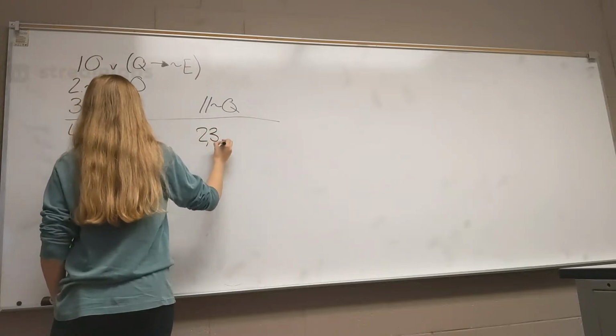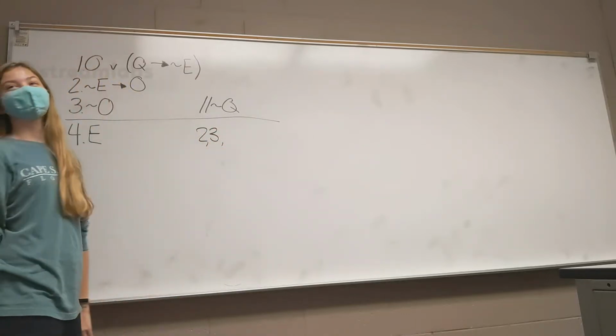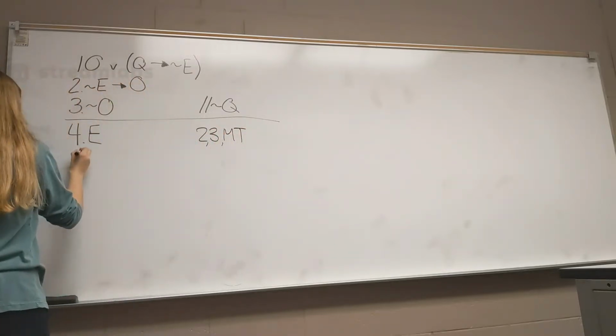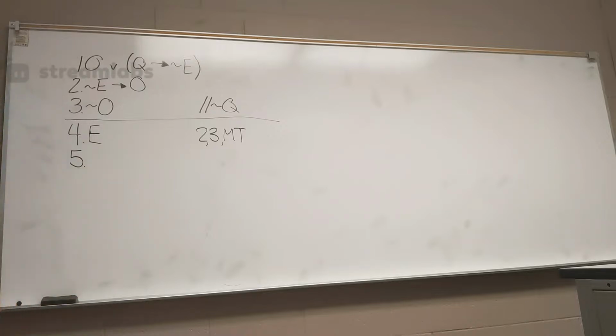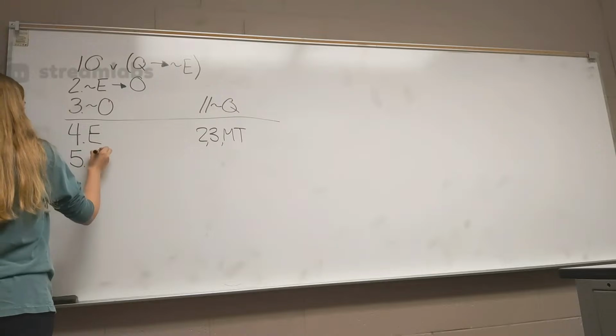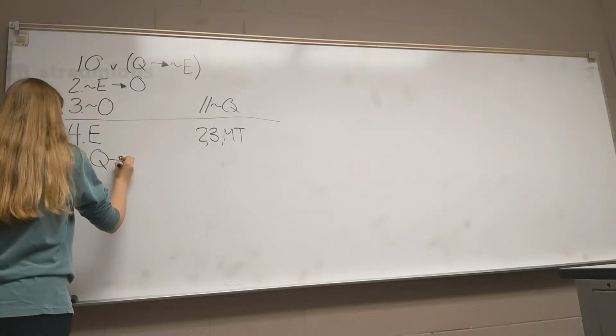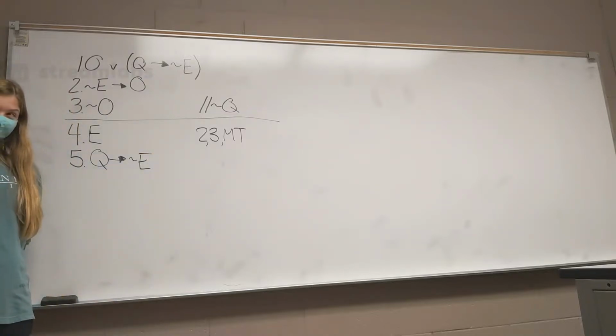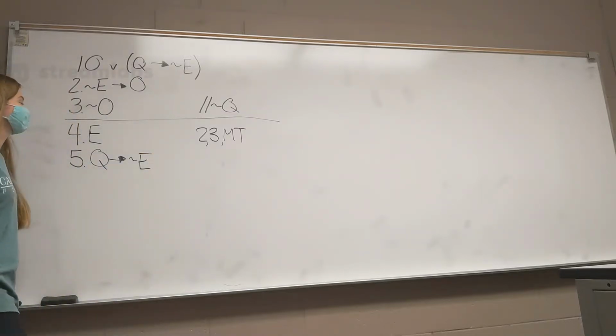So that's 2 and 3, and what rule is that? That's modus tollens, yeah. Okay, so now we have E, and so what can we do next? You also know that you have Q implies not E. Yes, 1 and 3. And which lines and which rules? 1 and 3, disjunctive syllogism.